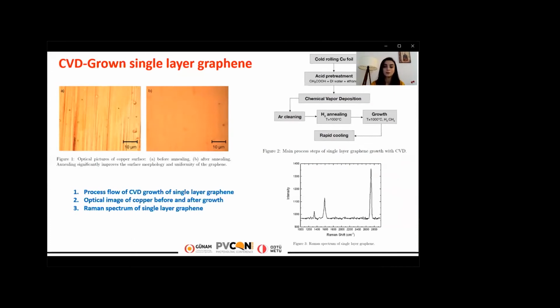This is my process flow. After acid pretreatment of the coppers, I put them in the CVD chamber. After argon cleaning and hydrogen annealing, growth is done by exposing to methane gas. And this is the Raman spectrum of my graphene. The sharp peak proves the single layer nature of graphene.